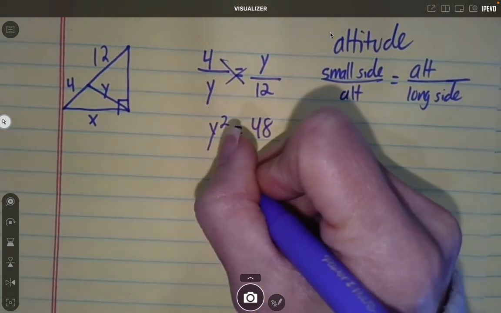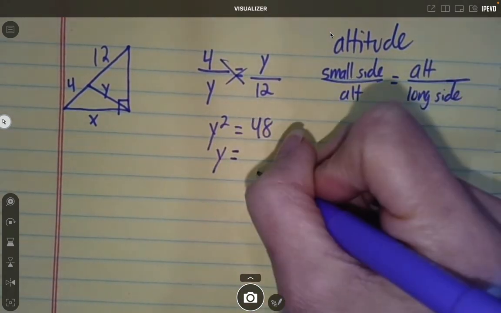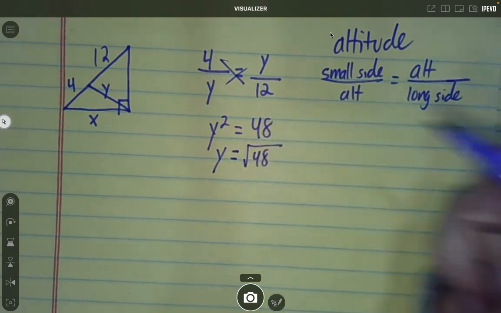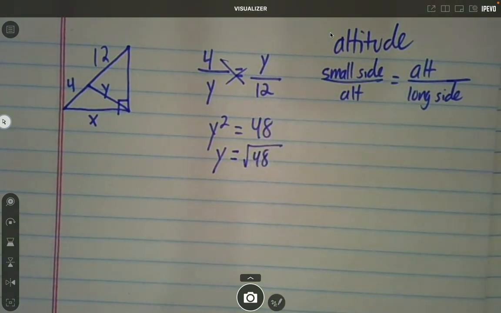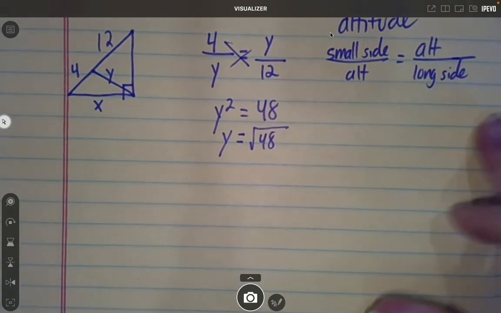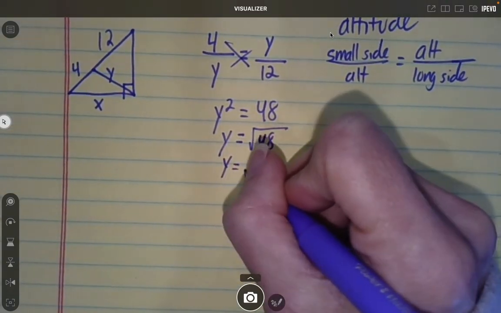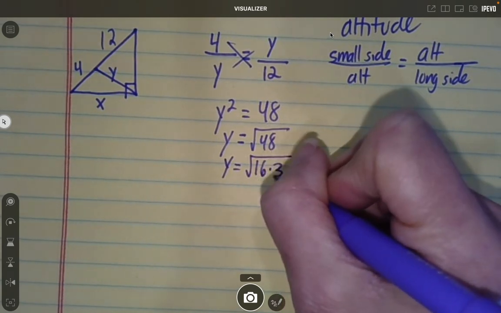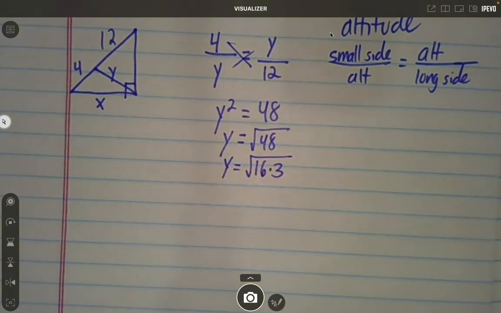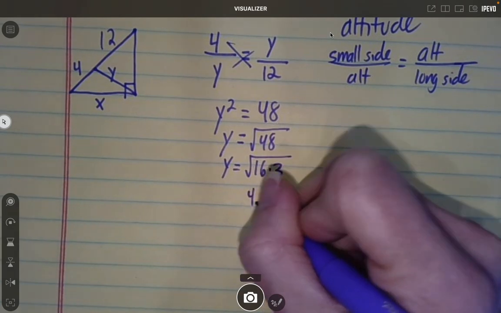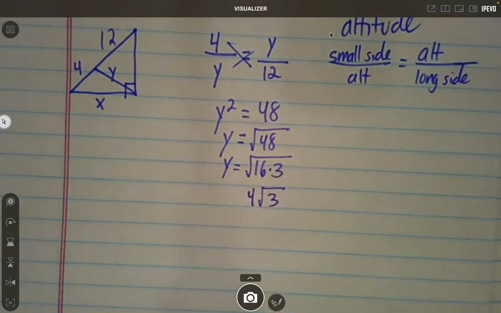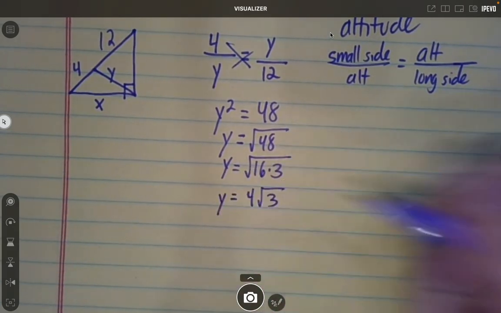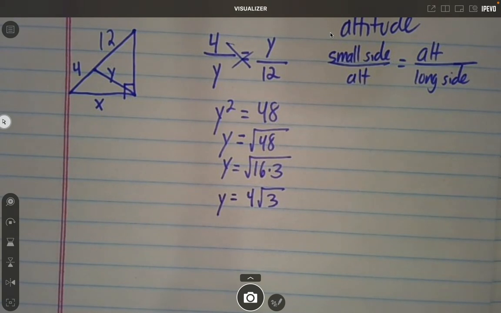How do you get rid of the square? You square root it. And we don't want to leave that as our answer, but we already learned about 48. What number goes into 48? 16. Very good. And 3. And then 4. What is the square root of 16? 4. There's y. Yay! We got y.